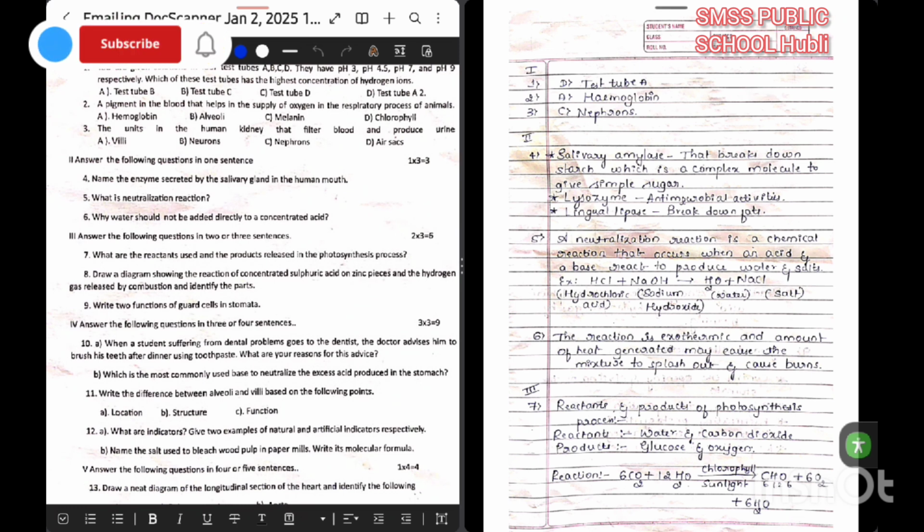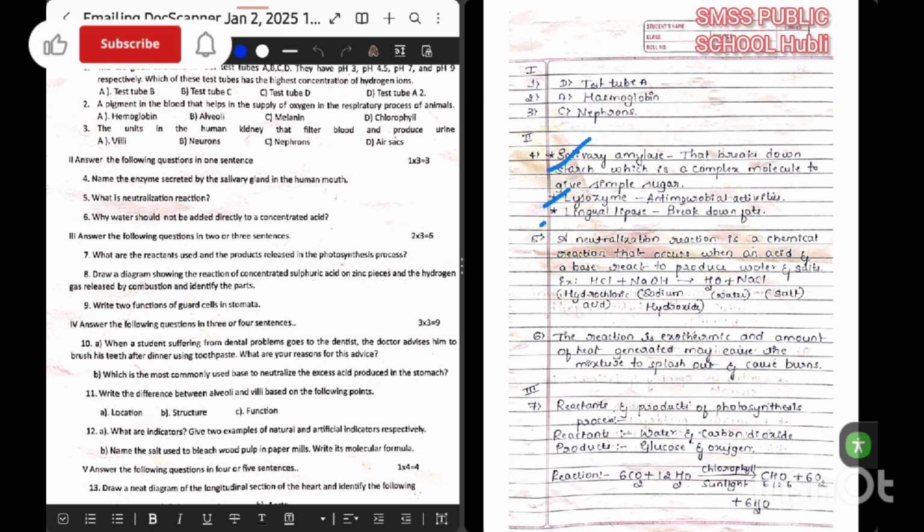The enzyme that is secreted in our mouth is called salivary amylase, which breaks down starch, a complex molecule, to give rise to simple sugars. In order to break complex molecules like starch, we need an enzyme called salivary amylase, and other enzymes are there, that is lysozyme and lingual lipase.